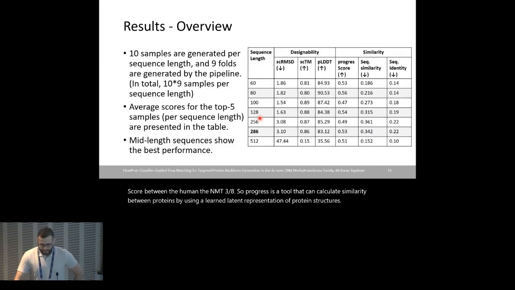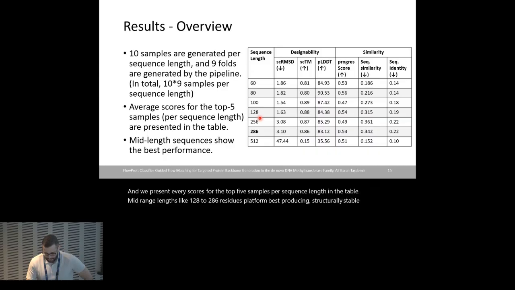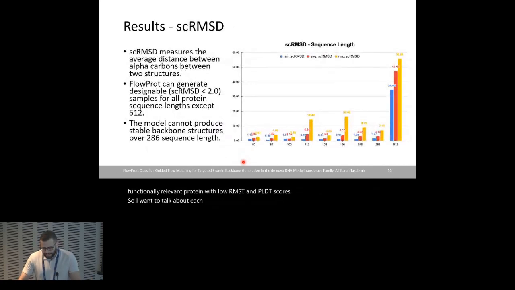We tested multiple sequence lengths. For each sequence length, we generated 10 samples. By using the evaluation pipeline, we generated 9 folds for each sample. And we present average scores for the top 5 samples per sequence length in the table. So mid-range lengths like 128 to 286 residues performed best, producing structurally stable and functionally relevant proteins with low RMSD and high pLDDT scores. So I want to talk about each metric one by one.